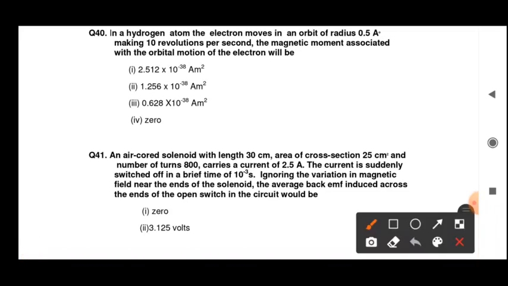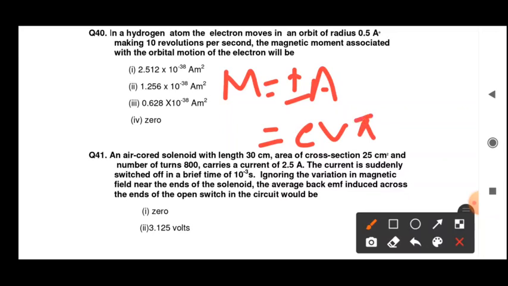The magnetic moment, as you know, is m equal to IA, and we can write I as e nu, and A is pi r square. So m is equal to e nu pi r square. Now we can put all the values that we have and solve for the magnetic moment, where e is the electronic charge and nu is what?